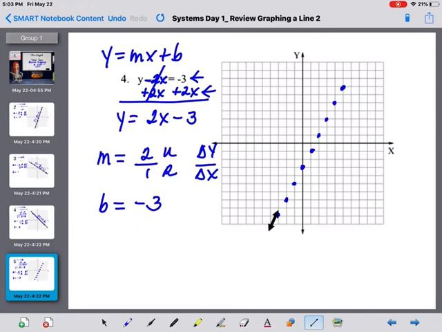So I'm ready to draw my line. Make sure again you have arrows at both ends. And finally, my original equation was y minus 2x equals negative 3.